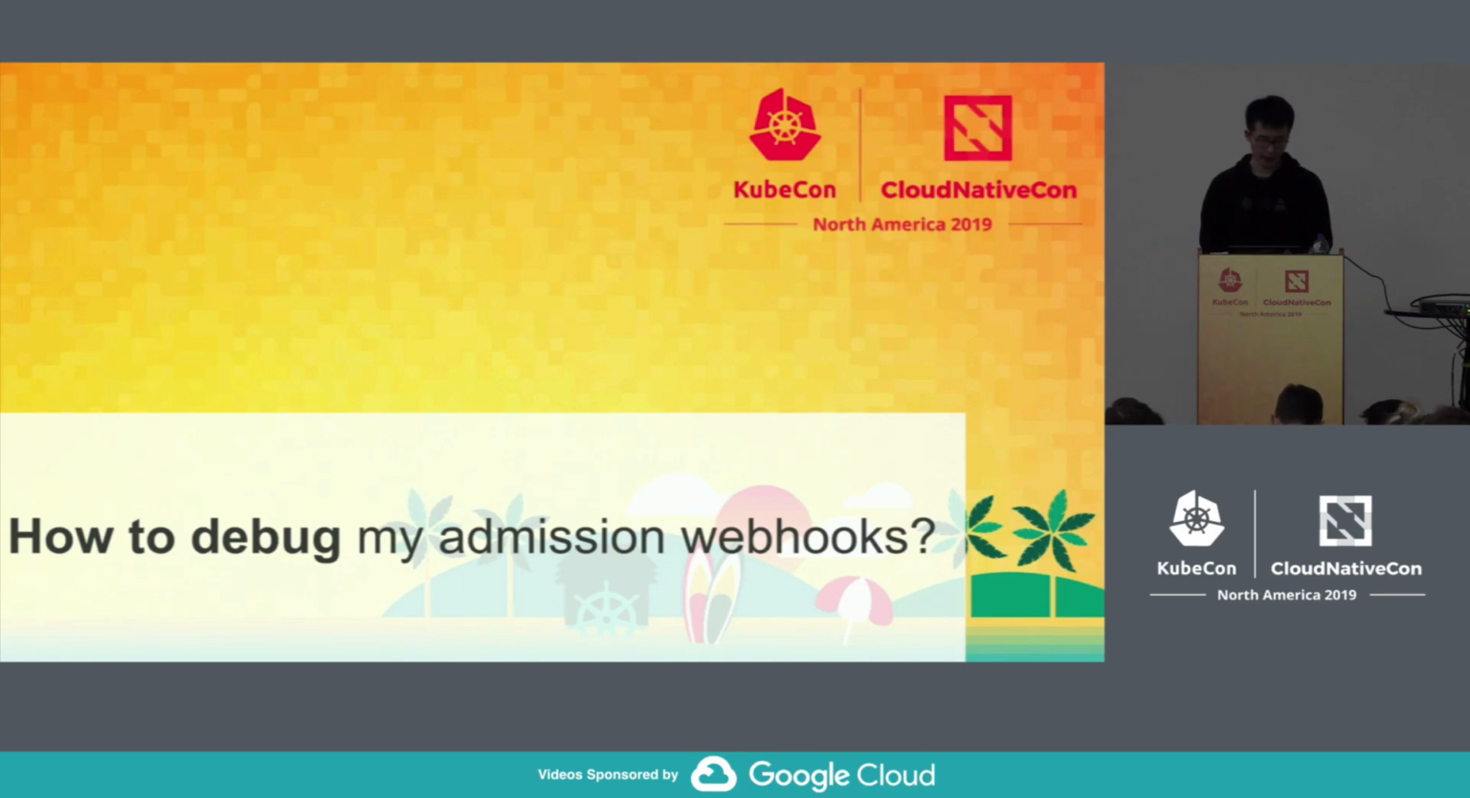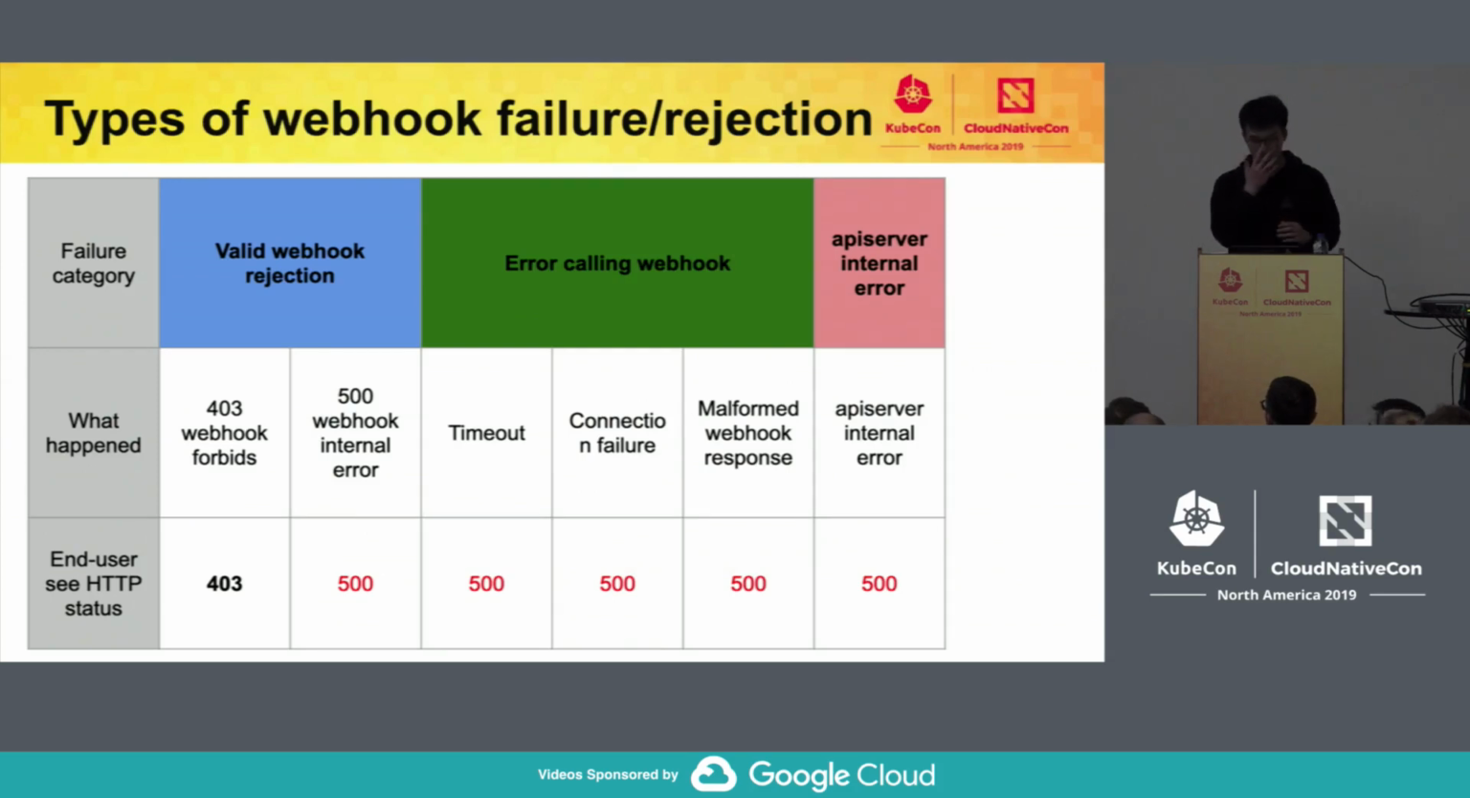Now we've looked at some of the configuration best practices for admission webhooks. How do we debug our admission webhooks? Before looking at some of the existing debugging methods, let's first take a look at the ways that admission webhook invocation may fail. This is the table of types of webhook failure or rejection. I tend to think of them in 3 different categories.